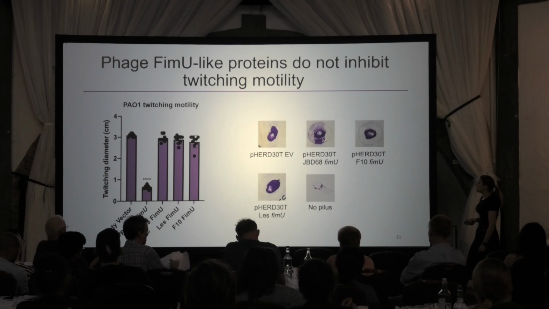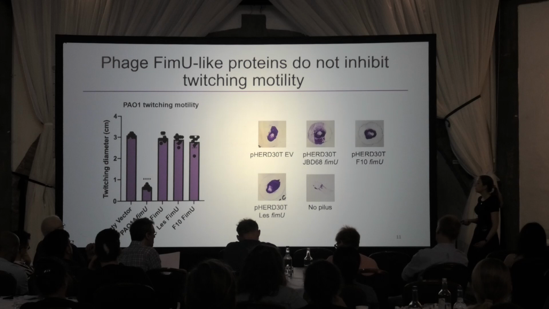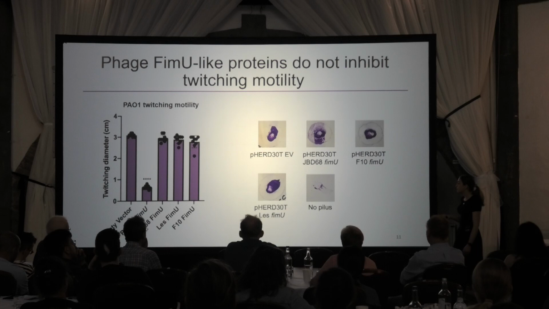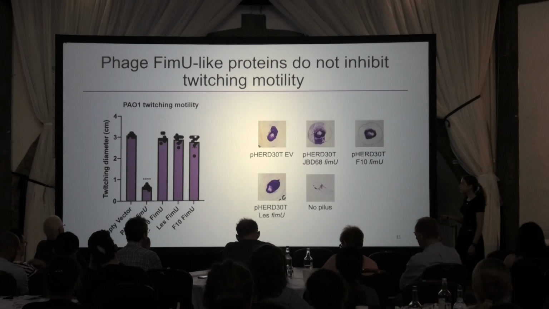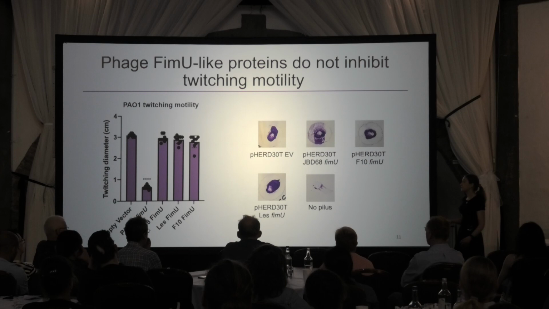To see if these phage FIMU-like proteins are disrupting pilus activity, we did a twitching motility assay in PAO1 expressing these different phage FIMU-like proteins and compared it to PAO1 empty vector. Starting over here on the left, you can see, again, in the absence of FIMU, there's decreased surface piliation, which causes a significant decrease in twitching motility relative to the empty vector. When we express any of these different phage FIMU-like proteins, we're not seeing a decrease in twitching motility, suggesting that these phage FIMU-like proteins are blocking the F10-like phages without disrupting type 4 pilus activity.